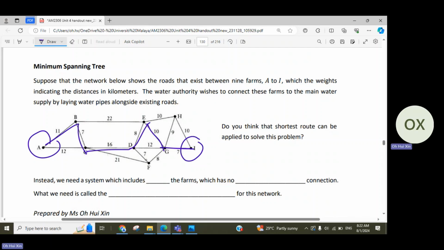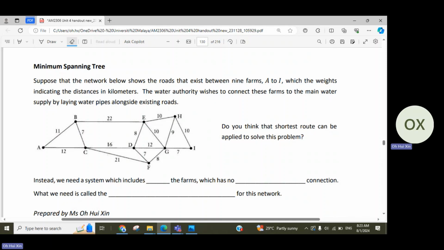Am I right? So for example, in this case, if I want to go to I via the shortest route from A, and this is the way that I'm taking, then F and H don't need to be included. But if we want to find the shortest way to lay the water pipes alongside the roads and still connect all the farms together, then we can't use shortest route. Does that make sense? I hope you can understand the idea here, where we are not talking about the shortest distance between two vertices.